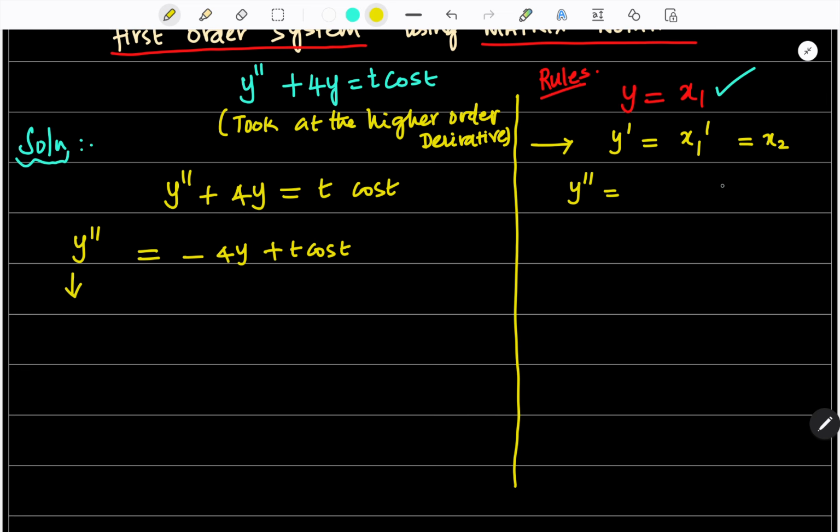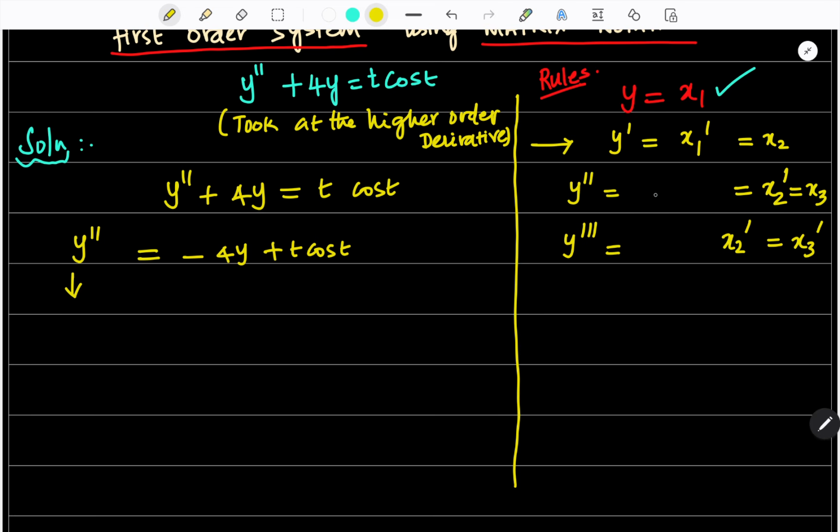y double dash is equal to x2 dash. I'll write directly to the last step. Now next I will write y triple dash, which is equal to x2 double dash. And I'm calling this x3, which is equal to x3 dash. Clear?